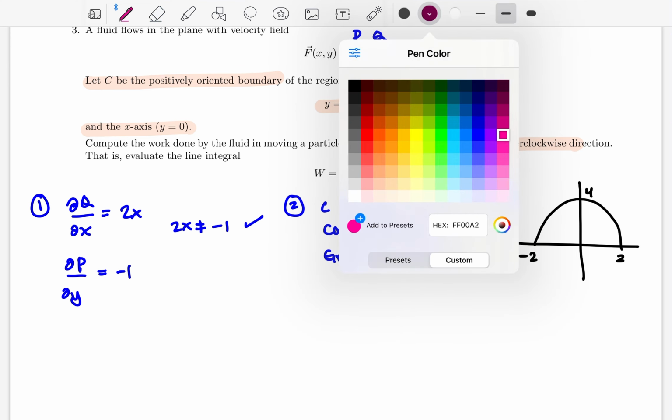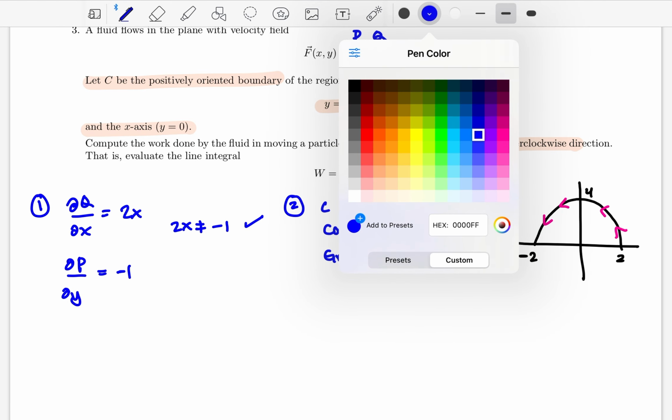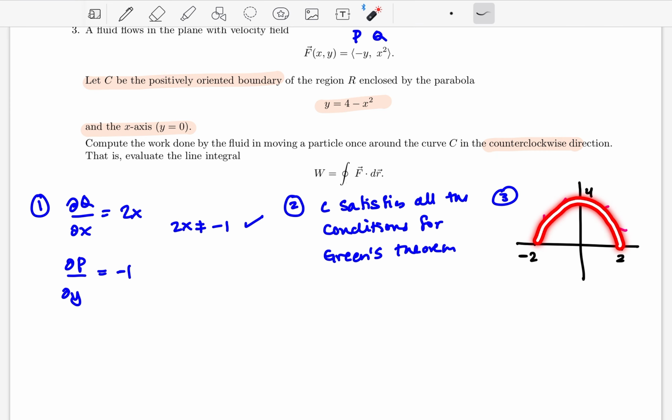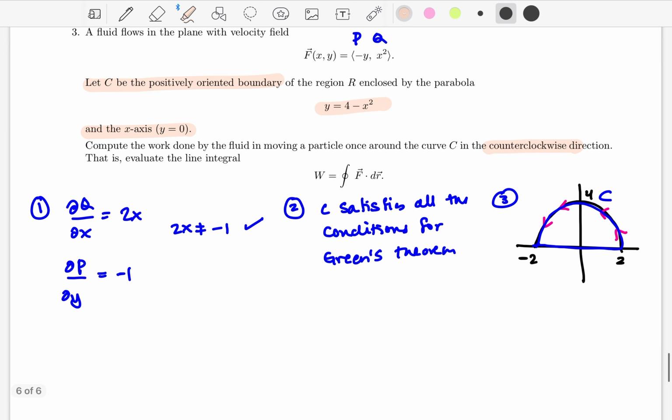And then this is again positively oriented. I don't know why I'm writing it backwards, but this is what it means. This would be my region. That's C, the boundary C. Let me maybe make it blue. So this is C, and then the interior, the region that it's being bounded by, that is D. Let me change the color. All right, here we go.